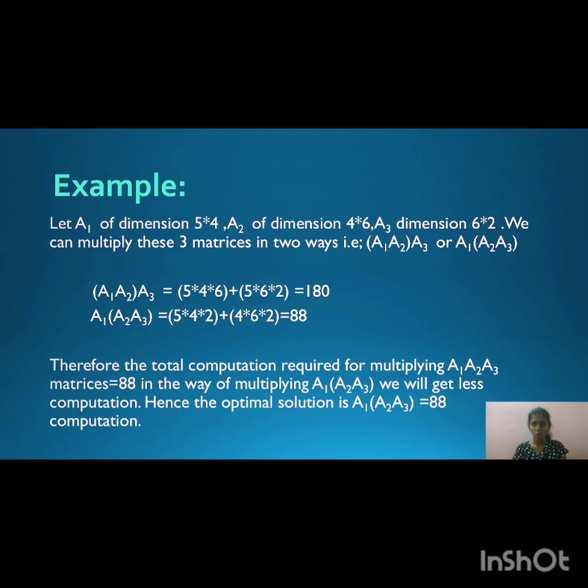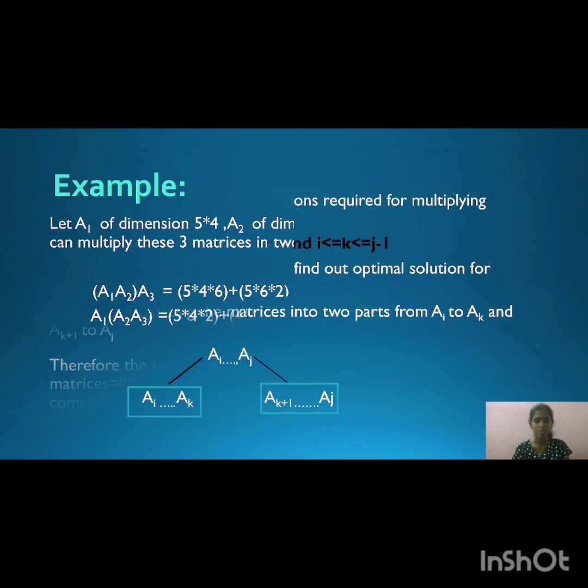So let us consider a small example. Considering A1 of dimension 5 into 4, A2 matrix of dimension 4 into 6, A3 matrix of dimension 6 into 2. Now we have three matrices. It can be solved in two different ways, that is A1 A2 whole of A3, or A1 into whole of A2 and A3. In the first case we get 180 as the solution, and in the second case we get 88. As in the second case we get less computation, we consider the second case, 88, as the optimal solution.